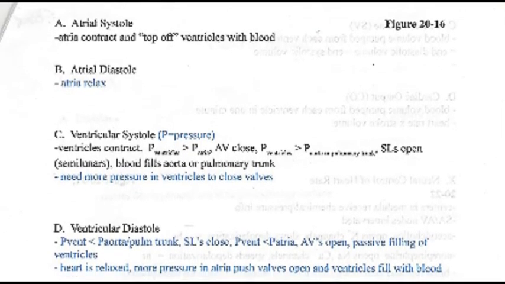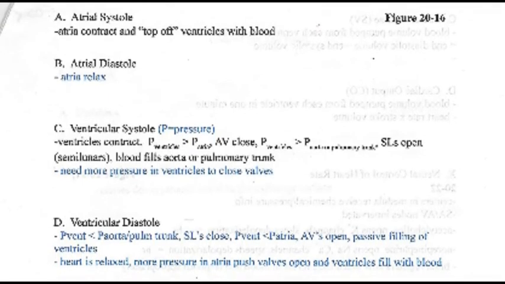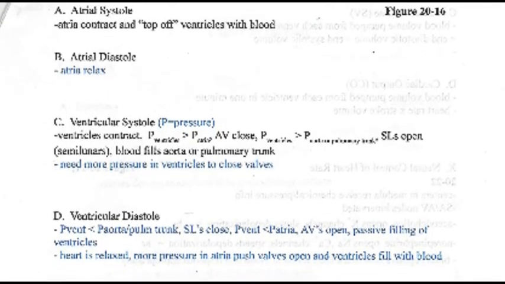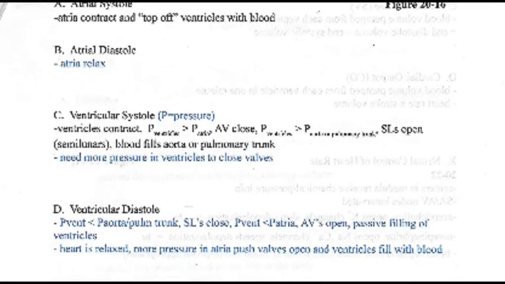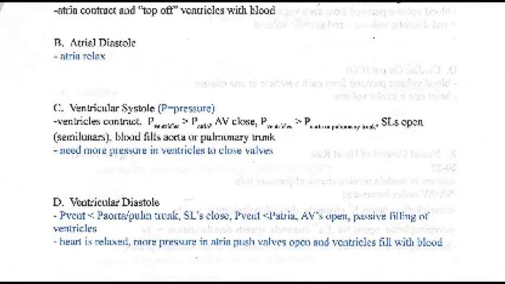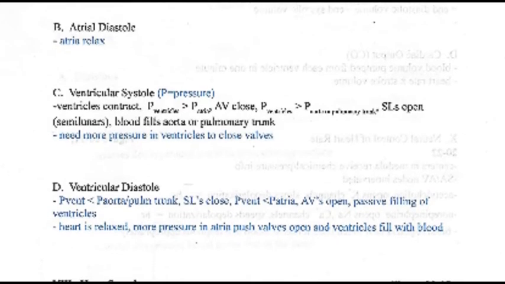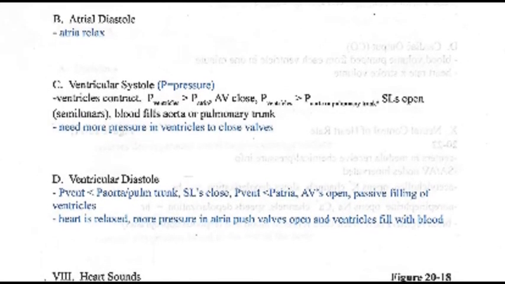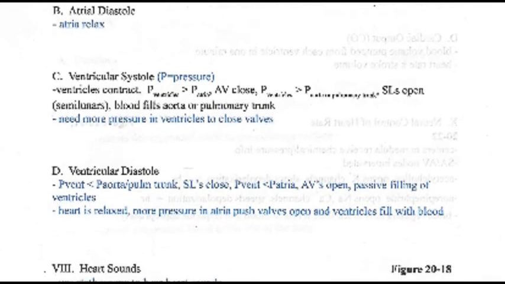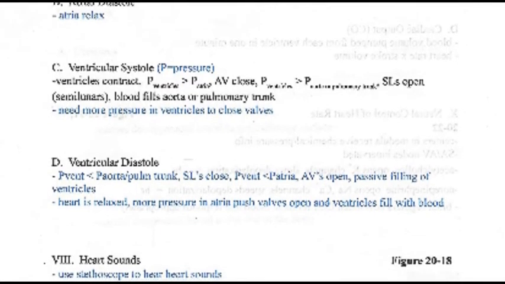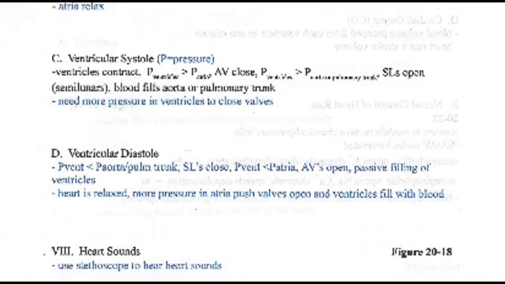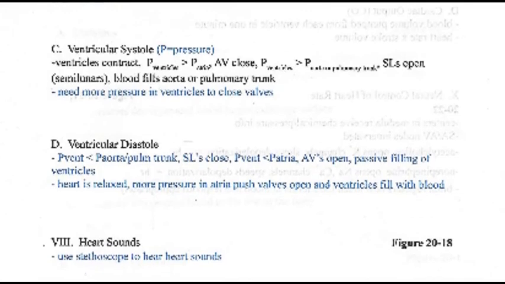The AV valves close. Then there is greater pressure in the ventricles than in the aorta or pulmonary trunk, and thus the semilunar valves open. When this occurs, blood fills the aorta or pulmonary trunk. There is more pressure needed in the ventricles to close the valves.